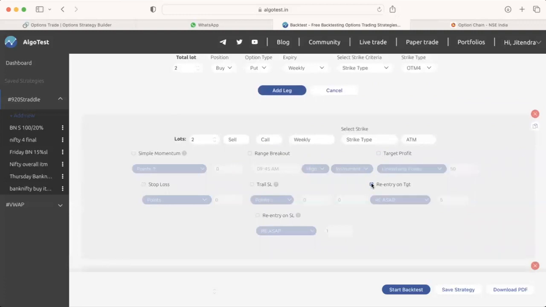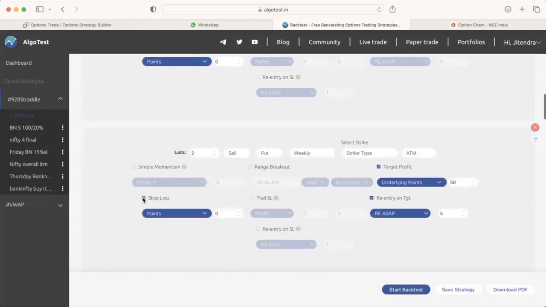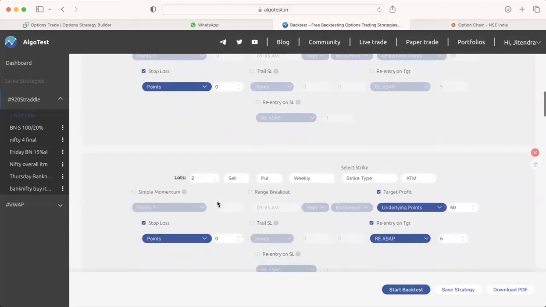We'll see what happens if we have a stop loss in place. So if we have a stop loss in place, suppose Nifty doesn't go in our favor by 50 points. If Nifty goes up or down by 50 points, whichever is our weaker leg, that is the leg where there is a breakout or breakdown, that leg will get cancelled.